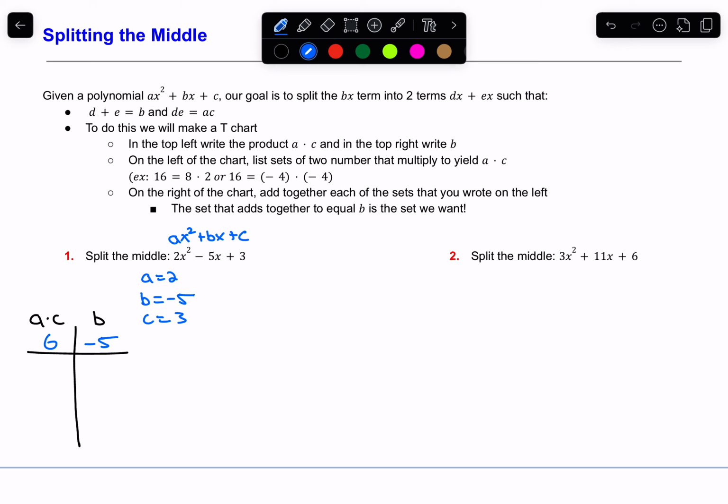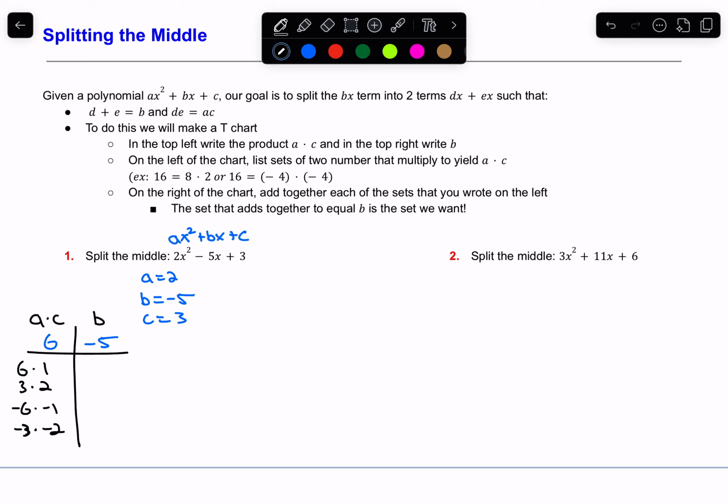Okay, so now the next step says to write out sets of two numbers that multiply to give me +6. So we might do 6 times 1, we might do 3 times 2, or this may not have come to your mind at first, but we could also use negative numbers. So -6 times -1 also equals +6, and negative 3 times negative 2 as well equals positive 6. Okay, so we have 4 possibilities for what might work here.